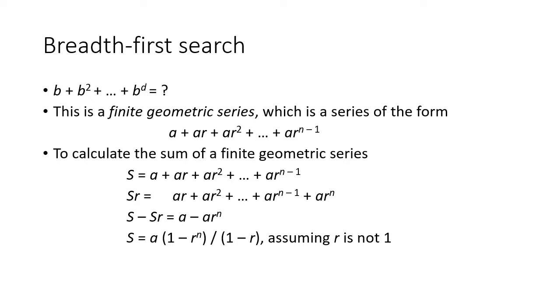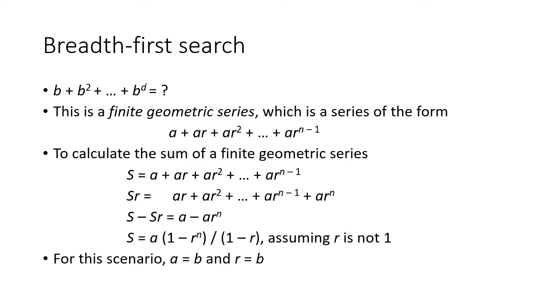So solving this for S, we can factor out an S from the left-hand side, and then divide both sides by 1 minus r, and also factor out an a from the right-hand side, and have the sum is a times 1 minus r to the nth, all divided by 1 minus r. And this is assuming that r is not 1. However, if r is 1, we can still do the calculation. What do we have in that case?